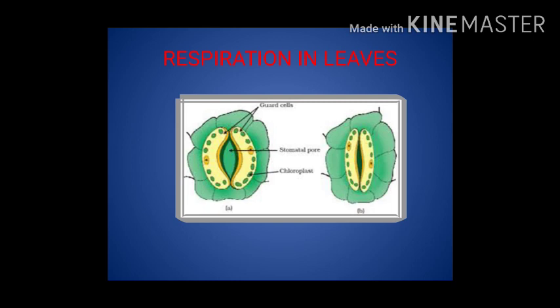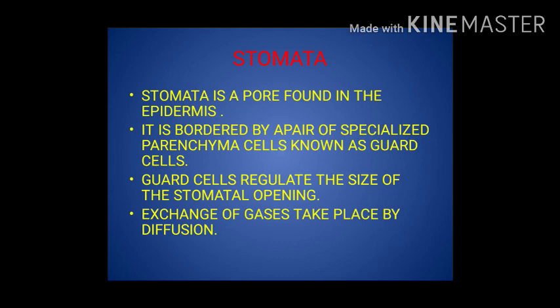Now this picture shows stomata in the opened and the closed form. You have already studied about stomata in photosynthesis. Stomata is a pore found in the epidermis. It is bordered by a pair of specialized parenchyma cells known as guard cells. The guard cells regulate the size of the stomatal opening. Exchange of gases takes place by diffusion.